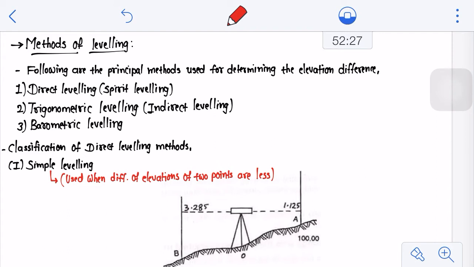I'll also help you understand how to record these observations in an actual leveling record book, so that you can understand the example part as well. And finally I'll discuss the methods of leveling which are to be followed for the leveling work. I'm going to discuss them in a very detailed way with examples, and I'll try to help you understand how to solve those examples with different methods.